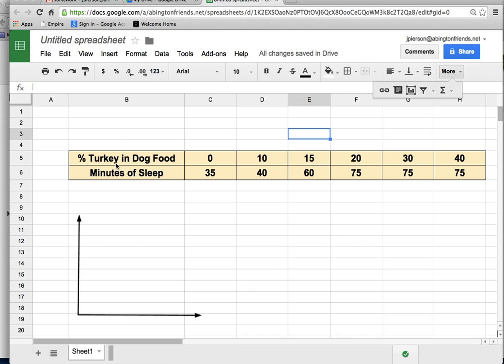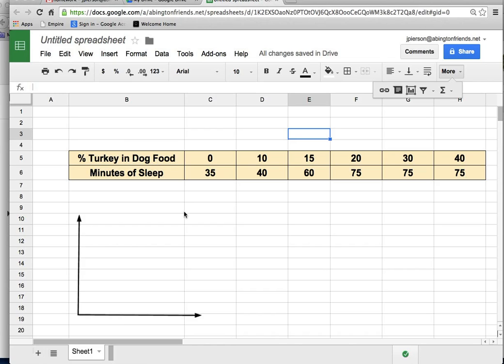So the first question always is going to be, what is the independent variable, which goes on the x-axis, and what's the dependent variable that goes on the y-axis? An independent variable is a variable that the researcher manipulates, to know beforehand. In this case, it's the turkey in the dog food. So there's 0%, 10, 15, they know that. But what they don't know, what they're collecting, the dependent variable on the y-axis, is how many minutes of sleep.